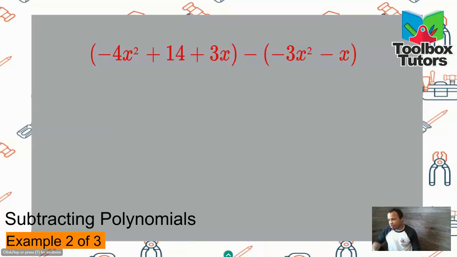For this example, we'll be subtracting negative 3x squared minus x from negative 4x squared plus 14 plus 3x. So from here, what we want to do first is distribute the negative sign to everything that's behind it. So these terms will change to the opposite. So this negative sign will be distributed to this negative 3x squared and this negative x. This negative 4x squared plus 14 plus 3x would stay the same.